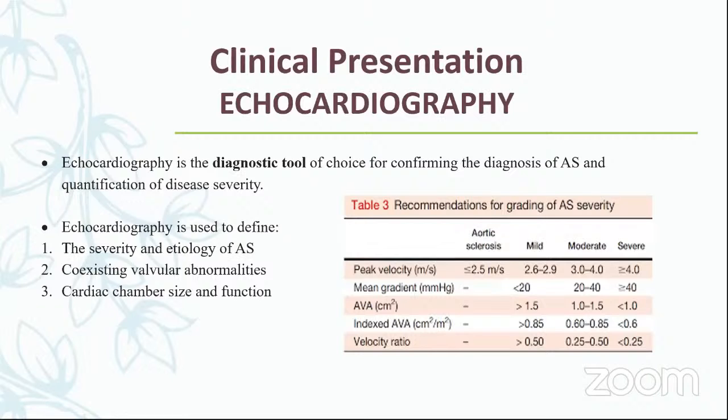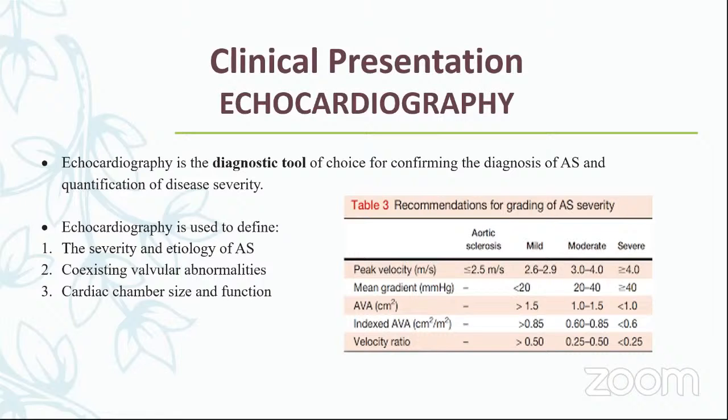Echo is the diagnostic tool of choice for confirming the diagnosis of AS, and it can also help in assessing the severity and the etiology of AS, assessing any other valvular abnormalities, and assessing the LV chamber size and function. According to the echo, AS can be classified into mild, moderate, and severe, according to the valve area, the mean gradient, and the peak velocity.